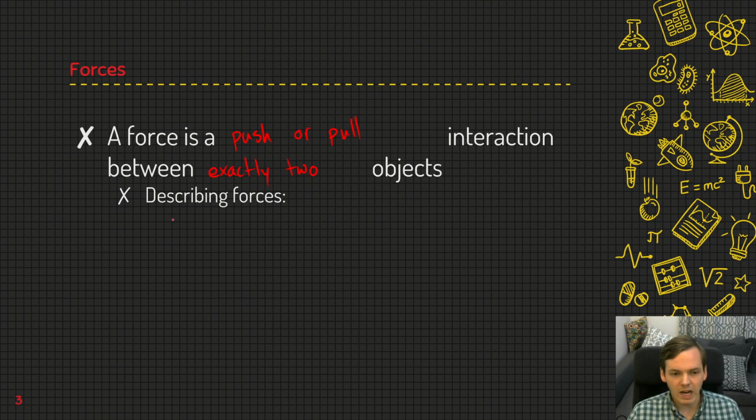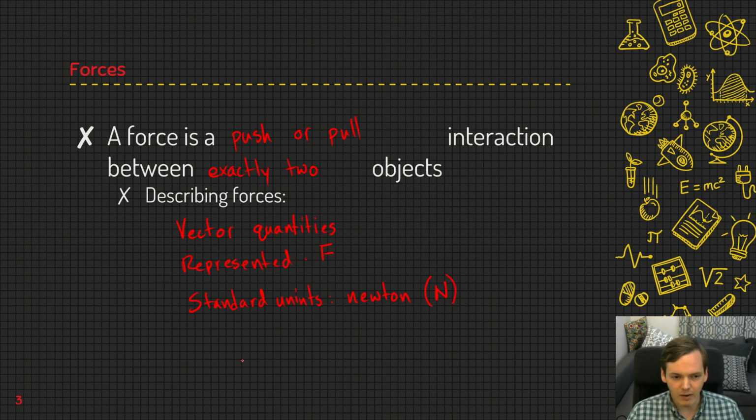So if we want to describe forces, forces are vector quantities. So they have magnitude and direction. They're represented with the variable capital F. And the standard units are the Newton. So we'd say 1 Newton of force or 2 Newtons of force. And the Newton is represented with the capital N.